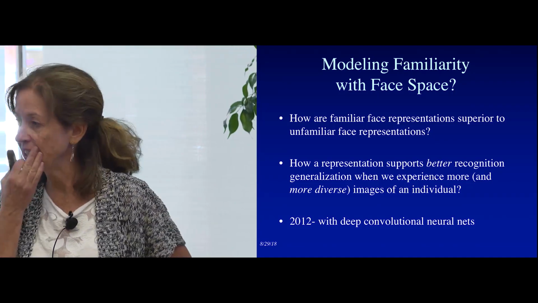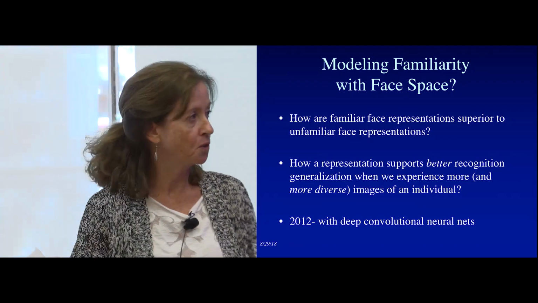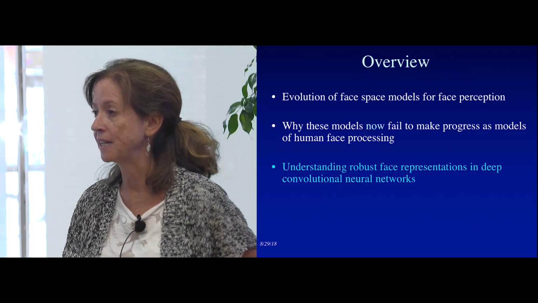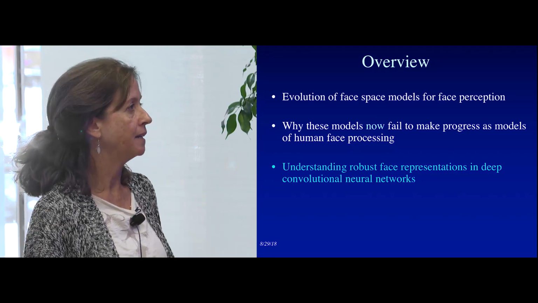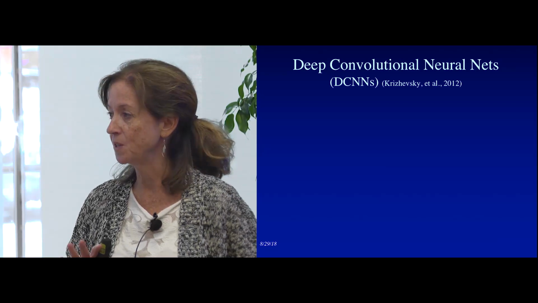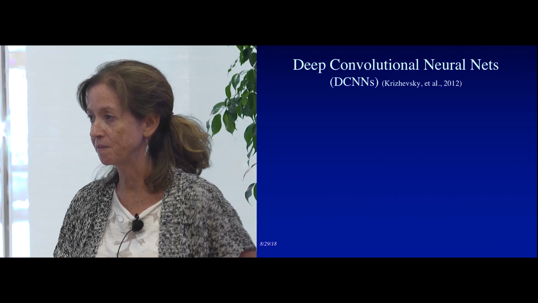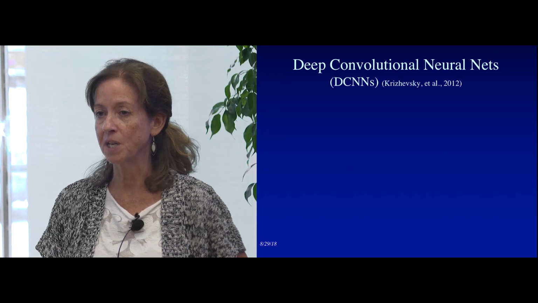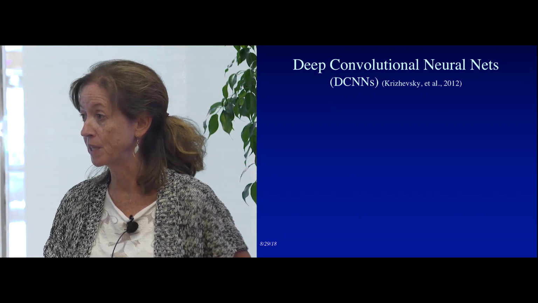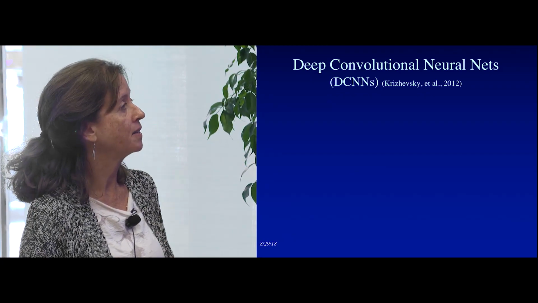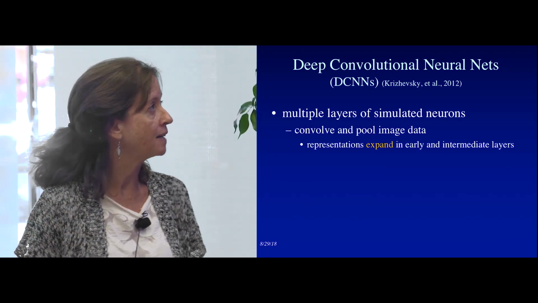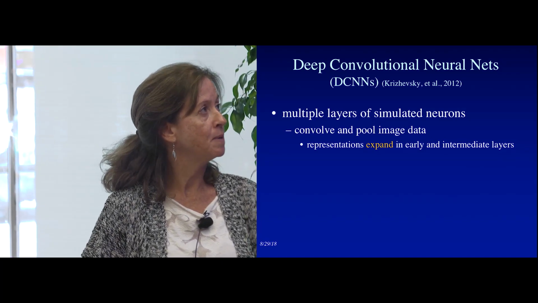So on to the stage in roughly 2012 come deep convolutional neural networks, and that takes me to really the main part of this talk, which is understanding the face representations developed in these networks. If you have not lived under a rock the past few years, you will be aware of deep convolutional neural networks. The reason we're talking about them here is they actually do solve the problem of generalization to a pretty good extent. They are, as Krizhevsky put them out there, multiple layers of simulated neurons. They convolve and pool image data.